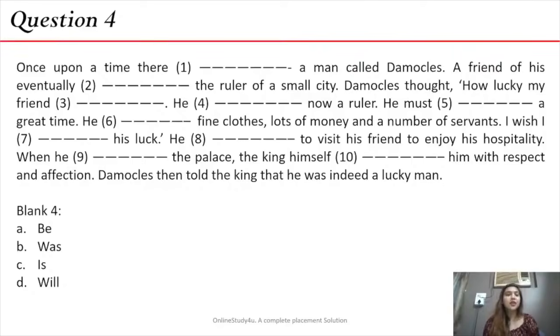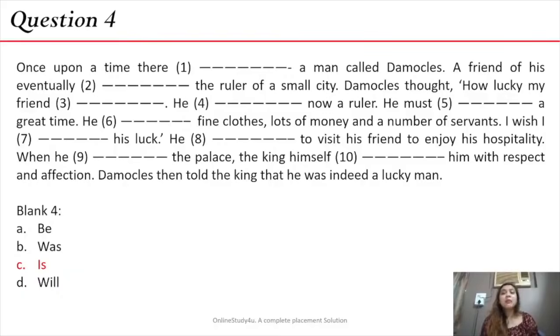I see a lot of answer options coming in. The correct answer is C. How lucky my friend is. He is now a ruler. So you see, we are transitioning now. We were talking about the past. Now we are talking about what's happening right now. Once upon a time there lived such a man. His friend became the ruler. He thought how lucky my friend is. He is now a ruler.